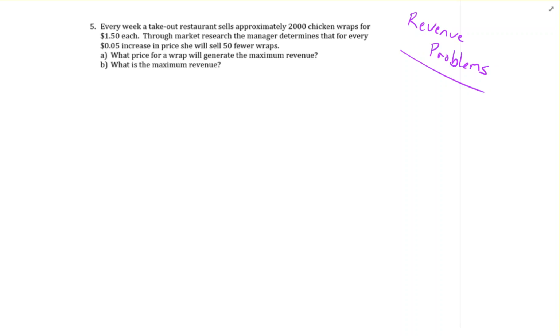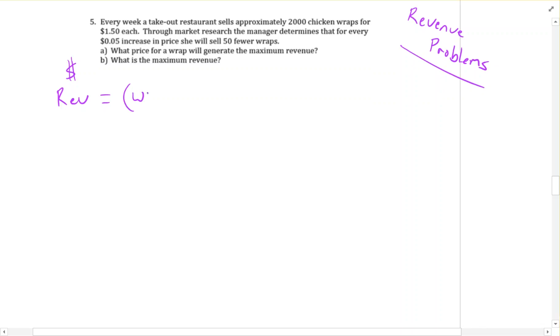Okay, what we're going to start out by saying is revenue. So money, right? That's really what we're saying here. Money is going to be equal to, and in this case it's wraps that we're selling. Actually, let's say number of wraps, just so we're clear. Number of wraps times price per wrap. And I'll just put price for short here, so price.